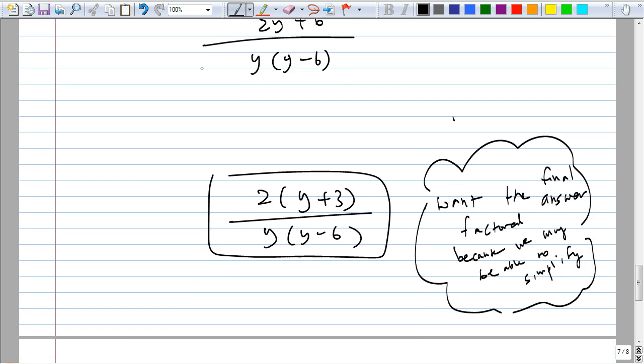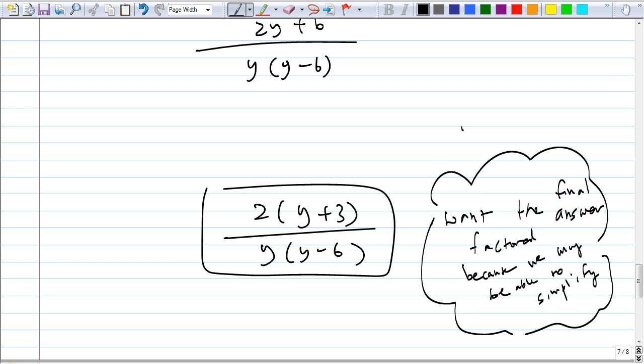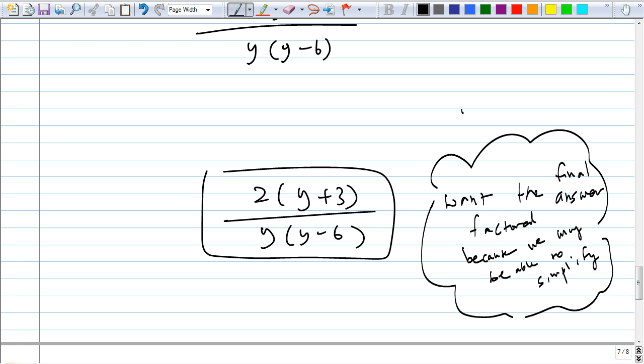So here, this is what I wrote down. We want the final answer factored because we may be able to simplify further. This time we weren't able to, but that's okay. It's better to do it this way than not doing it. Because if you didn't factor, but some things happen to cancel, your answer would not be simplified. So for these fractions, I would like you to factor all the way. Because if you had a factor of 2 on the denominator, it would have canceled out, you see? So you want to always factor.